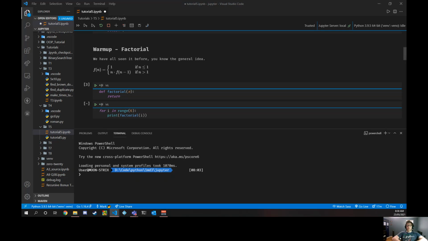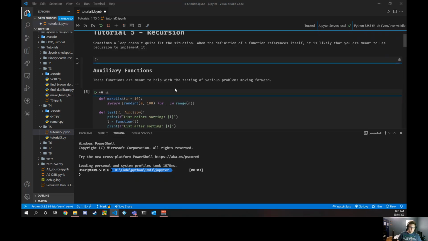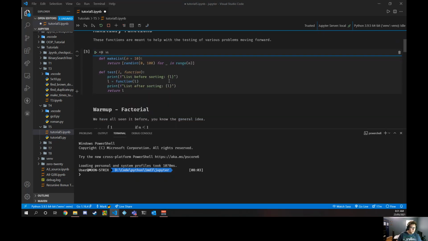So, welcome to the recording on Recursion. So, what is Recursion? Well, Recursion is basically just a loop. It's a loop in which it references itself. That's how it loops. It doesn't have a specific loop construct. It just calls itself as a function.